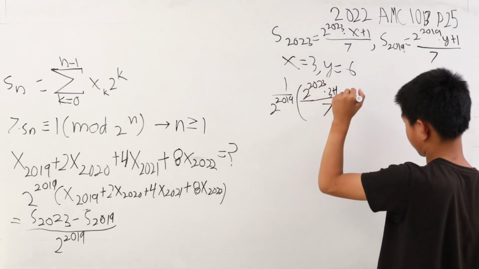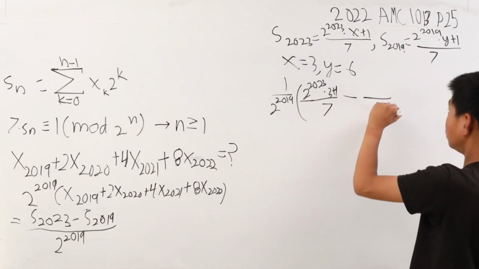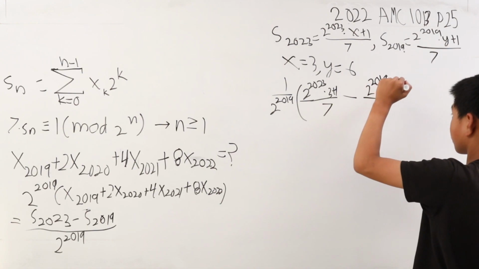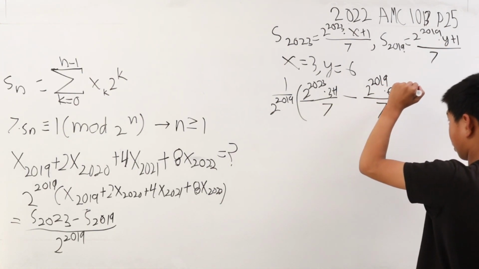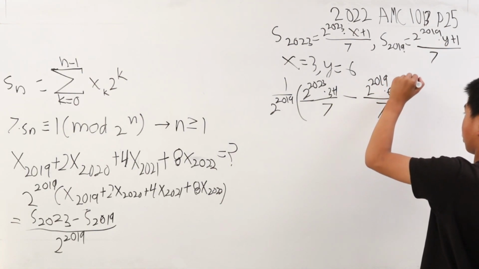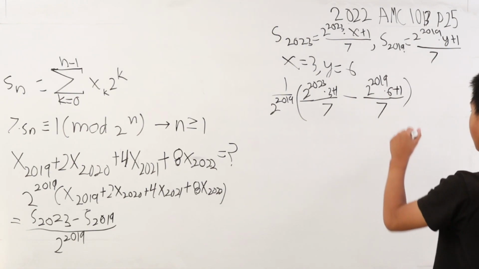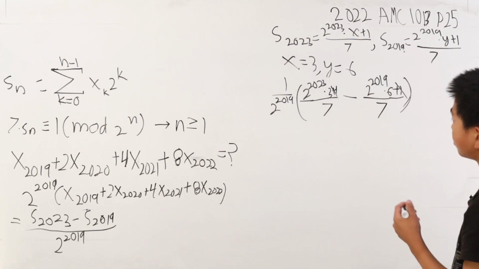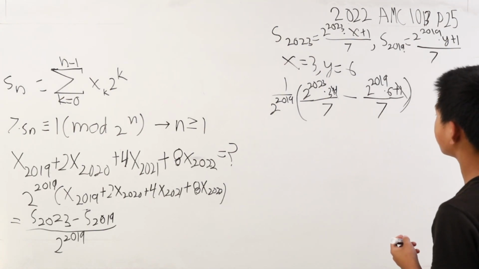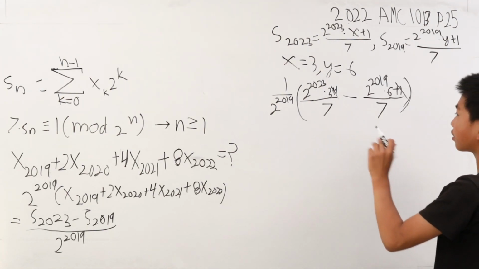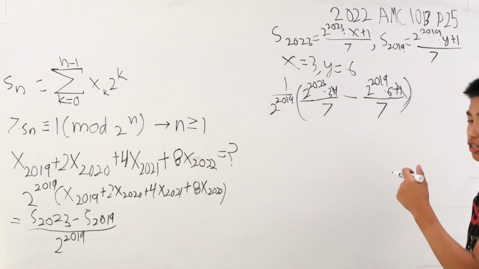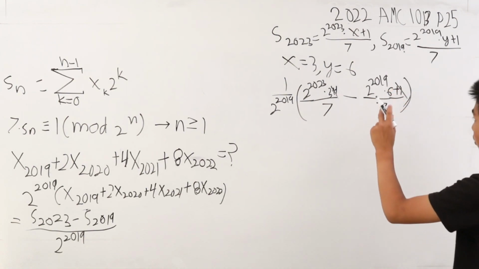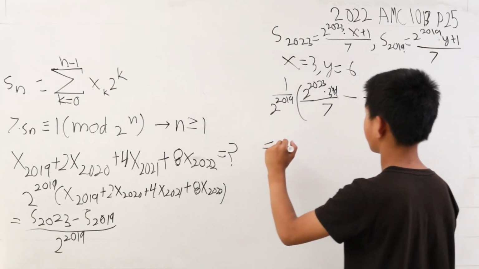x is equal to 3. Then you subtract 2 to the power of 2019 times 6, since y is 6, and then you have to add 1. We see that a few things cancel out. For instance, these 1's cancel out. Well, we also see that when we factor out a 2 to the power of 2019, this is just minus 1 times 6.